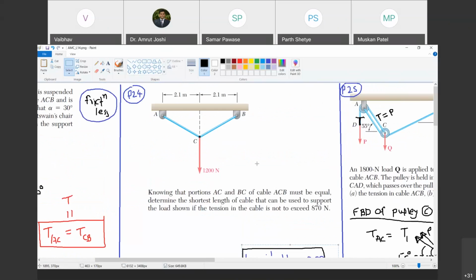Knowing that portions AC and BC of cable ACB must be equal, determine the shortest length of cable that can be used to support the load shown if the tension in the cable is not exceeding 870 Newton. So what should be the graph? The first thing is that in no portion of the cable should the tension exceed 870 Newton. Are you with me?